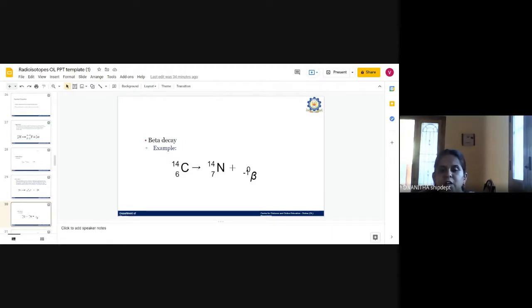So this is an example of beta particle decay. Here carbon-14 with atomic number 6 is disintegrated into nitrogen with atomic number 7 plus one electron, so 7 minus 1 is equal to 6. Likewise, we can balance the equations.